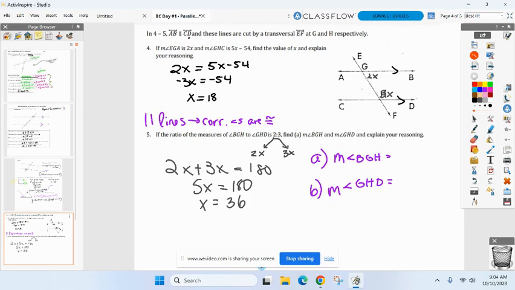And let's see what we got. 72 degrees for BGH and 108 for GHD. And there is a third part, right? Explain. So again, start it off, parallel lines imply. What type of angles were these? Make sure we write same side interior angles, and then what are you going to tell me about them? What are they? Supplementary. There you go.